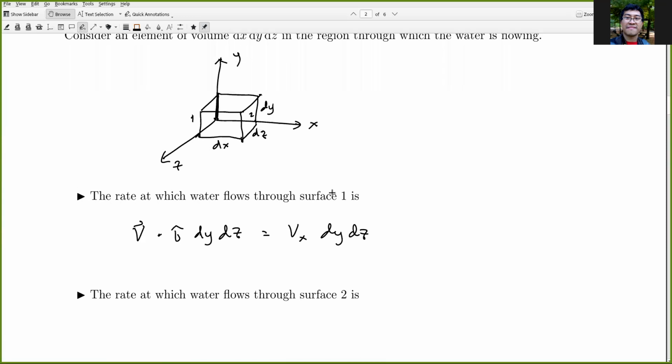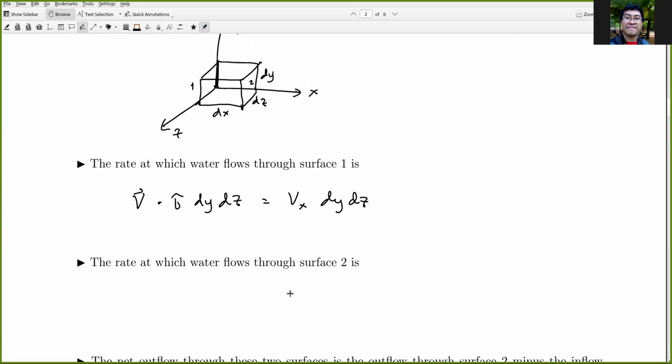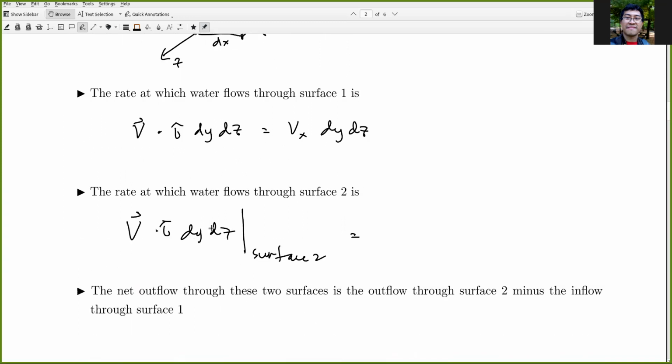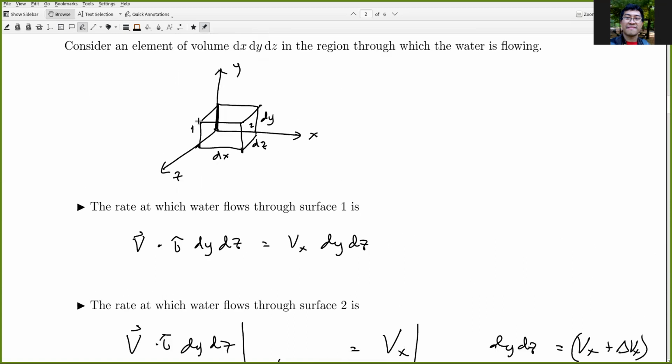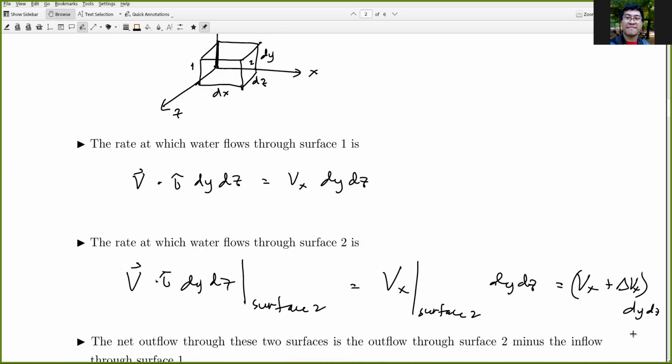At surface 2, you have V dot I dy dz, but this time you evaluate this at surface 2. Basically, dy dz is still the same, but this is at surface 2. So we have Vx at surface 2 dy dz, which we can write as the same Vx here at surface 1 plus a delta Vx, times dy dz. Basically, if Vx is the x component here, let's say Vx plus delta Vx.